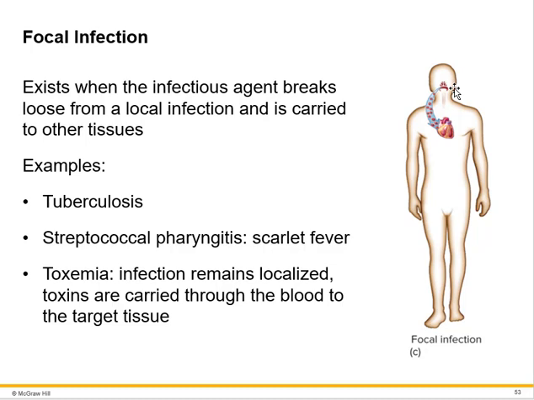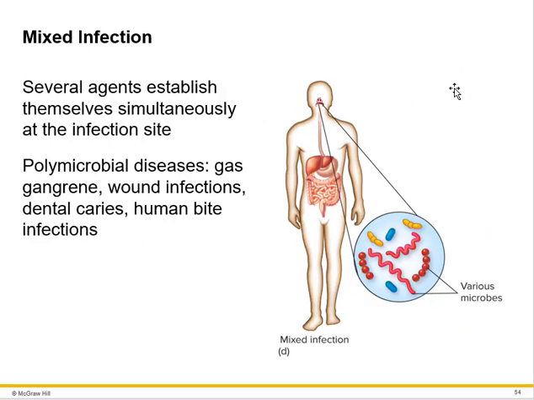Tuberculosis, streptococcal pharyngitis like scarlet fever, toxemia. So the infection remains localized until the toxins are carried through the blood, and then they spread throughout to a different target tissue.